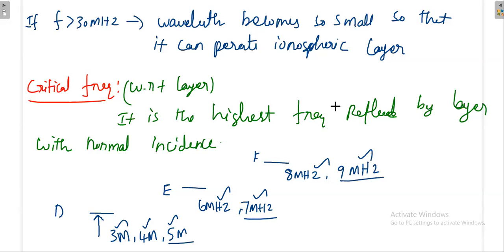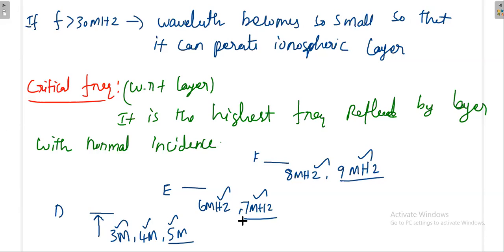It is the highest frequency reflected by the layer with a normal incidence. Any doubt on this, sir? Definition of critical frequency: it is different for different layers. Critical frequency is always defined for the layer, with respect to the layer. That means it is different for different layers. Now we'll do some analysis.